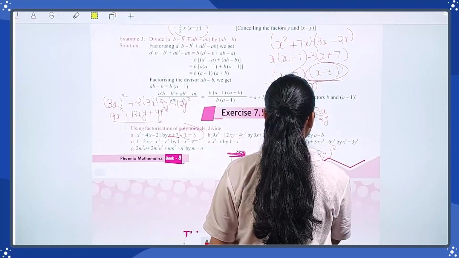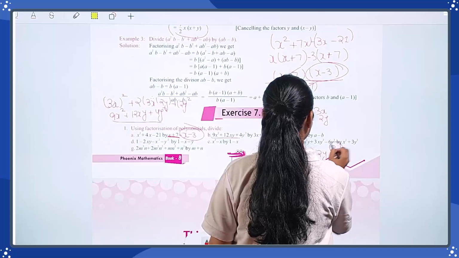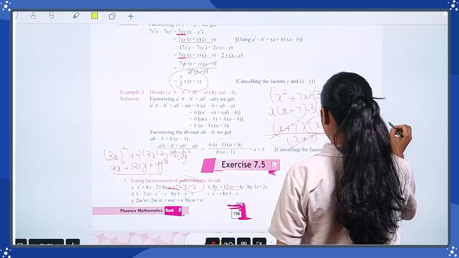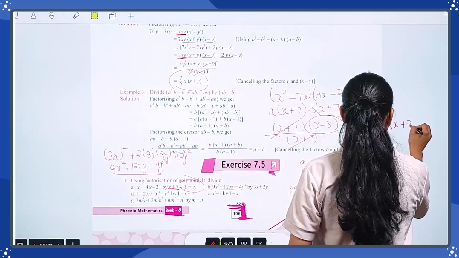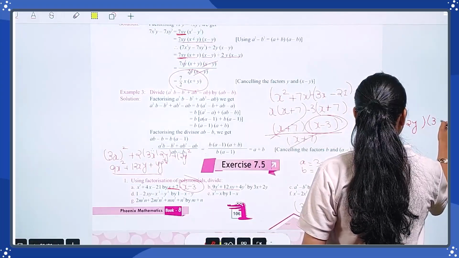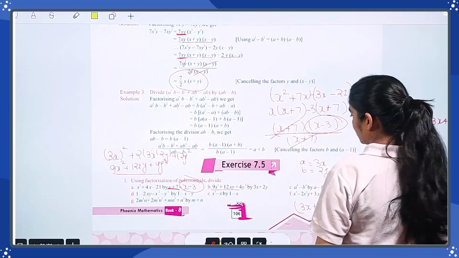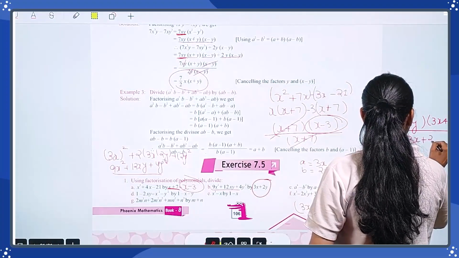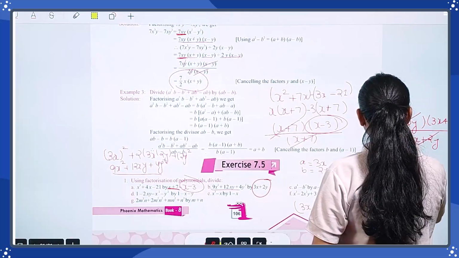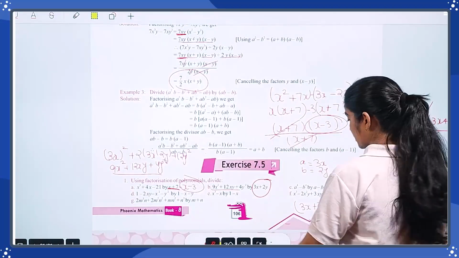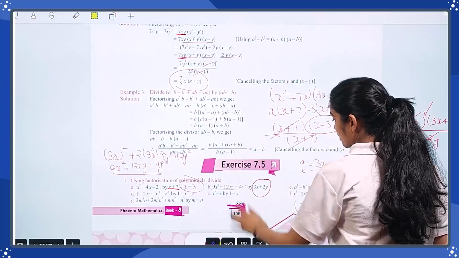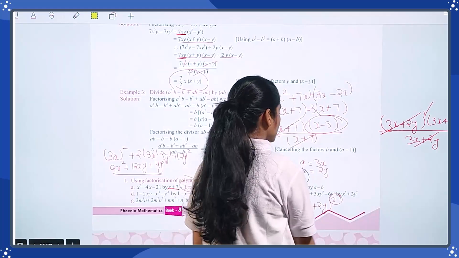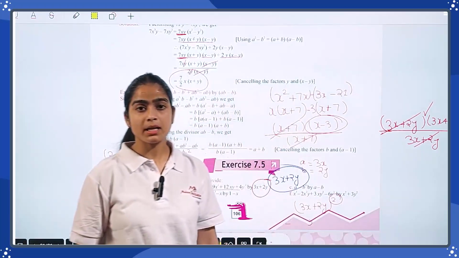I put the values into the identity. This is my identity, which means 3x plus 2y whole square means it multiplies itself two times: 3x plus 2y, 3x plus 2y, divided by 3x plus 2y. 3x plus 2y is cancelled out with 3x plus 2y. At the end, you will get your answer, which is 3x plus 2y. So students, you have to solve the rest of the questions in the same manner I am doing here.